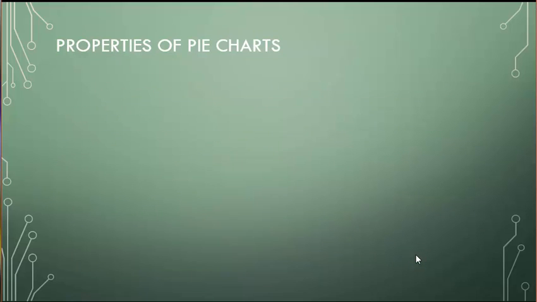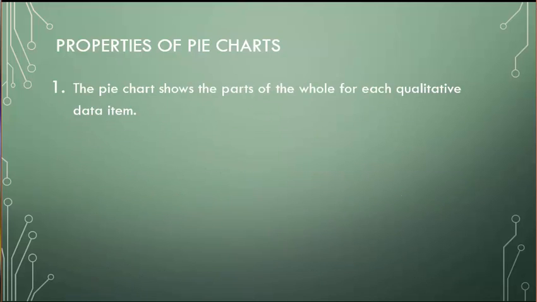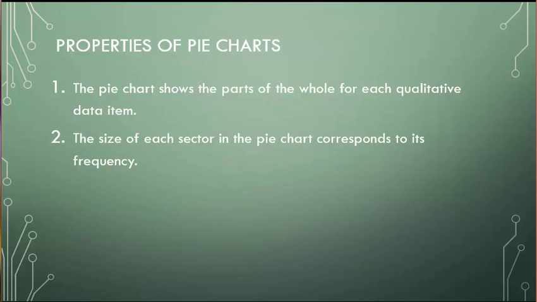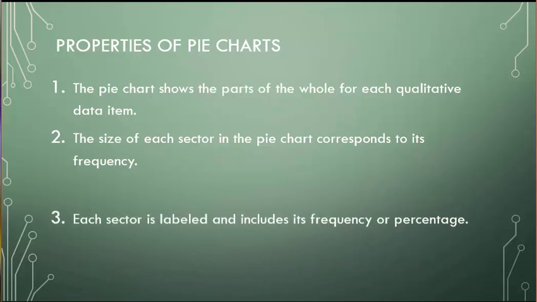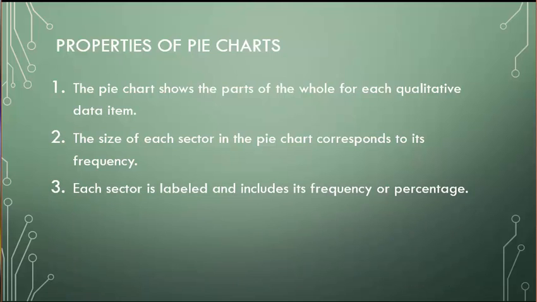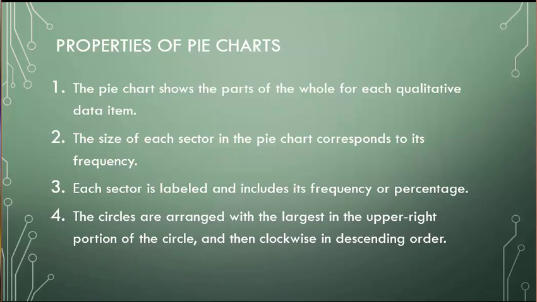Now here's some properties of pie charts you may not know. First, a pie chart shows the parts of a whole for each qualitative data item, each categorical data item. And the sector is labeled and includes its frequency or its percentage. And the sectors are arranged with the largest in the upper right corner, and then they go in descending order as we go clockwise around the pie chart.